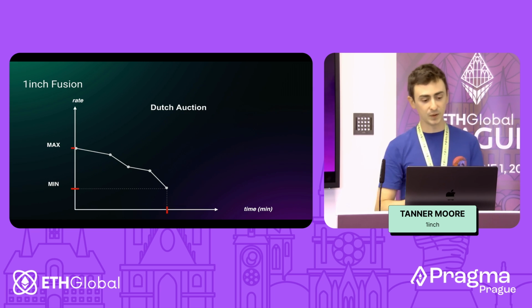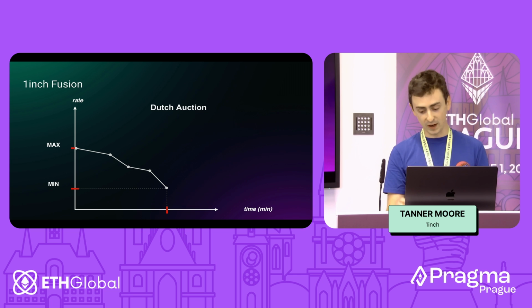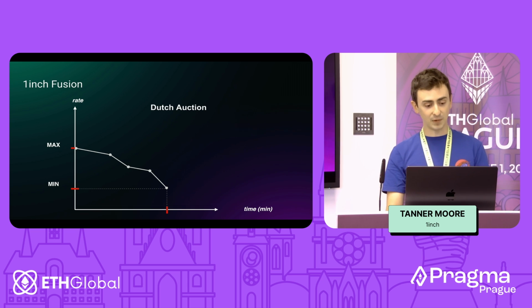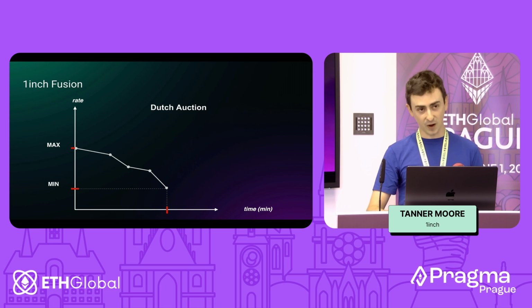So here's a simple diagram just kind of showing what it might look like over time. So the x-axis is time and the y-axis is rate. And you'll see at the top left dot there, that is the max price that a token will be sold for. And over time, this price will slowly go down to some minimum over the course of the auction. And at some point, there will be a resolver that jumps in and does the swap for the user.